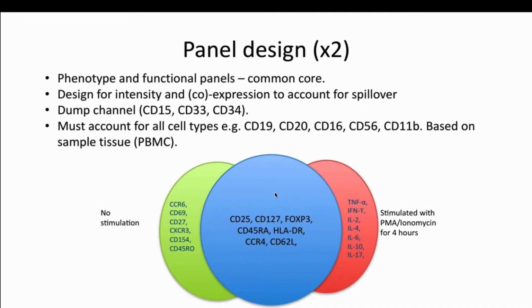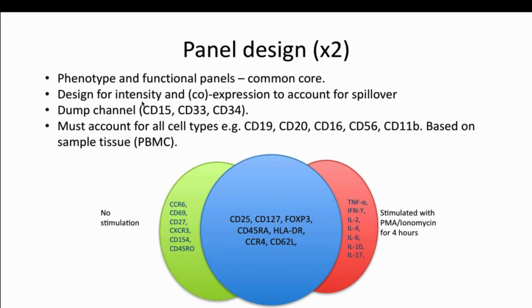We didn't just throw the panel together. We designed it for intensity and co-expression. So we're looking at how intensely staining each of these markers were and which cells they were expressed on, so that we didn't have large overlaps. So you can have some kind of spillover within mass cytometry due to metal impurities and oxidation as well. These are minor effects, but they will add up in a large panel. And so it's always best to consider these. And actually, some of our markers we did move from one channel to another during iterating the design process.